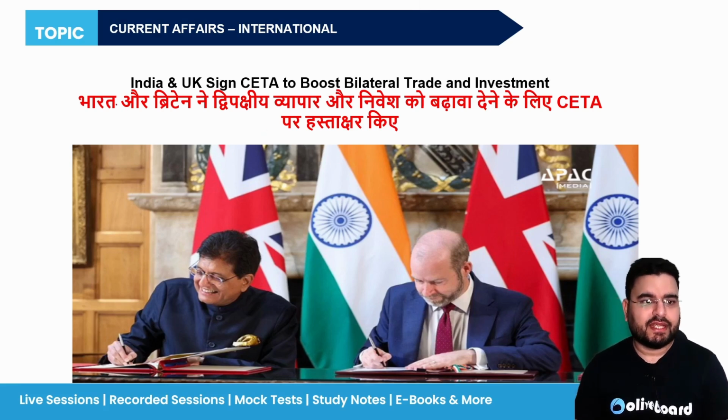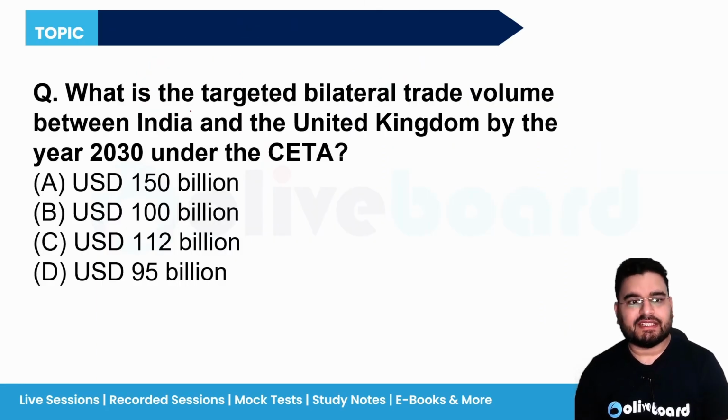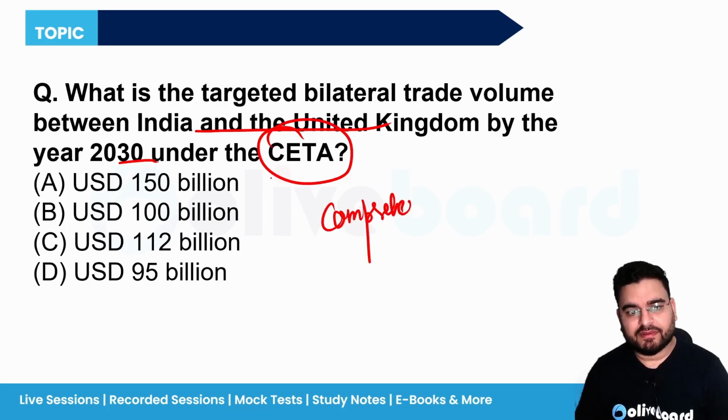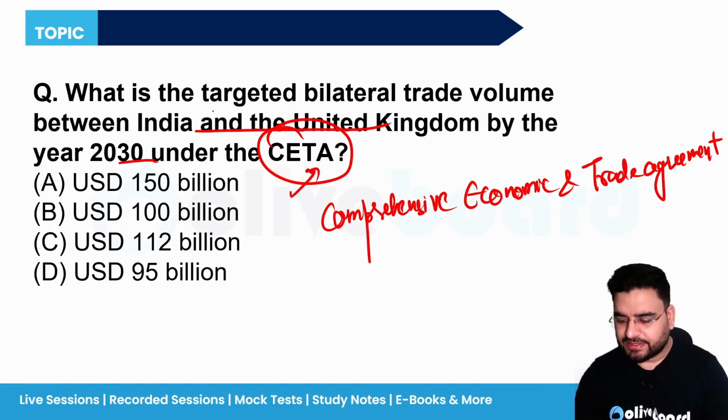Next, international news. India and UK signed CETA to boost bilateral trade investment. So what is the targeted bilateral trade volume between India and UK by the year 2030 under the CETA? What is CETA? That is Comprehensive Economic and Trade Agreement. Okay, there are various stages of trade agreement. CETA, then CEPA, like this. Then there is CECA. There are other types. Just remember, India and UK have done CETA. So let's see the news, then we'll see the answer.